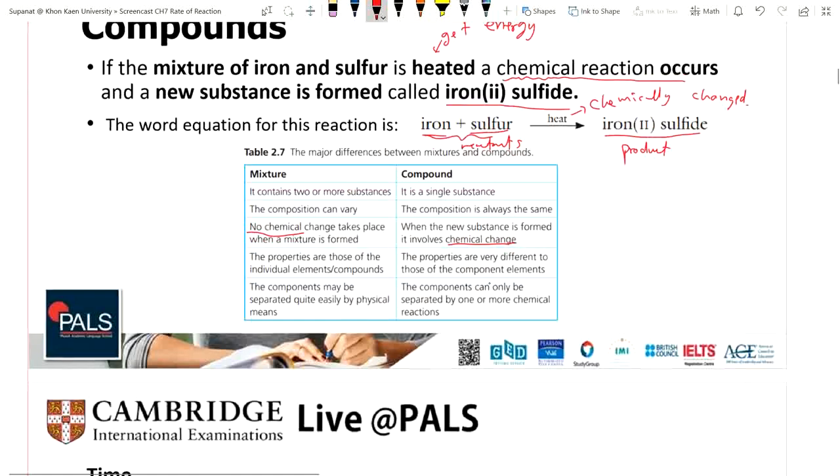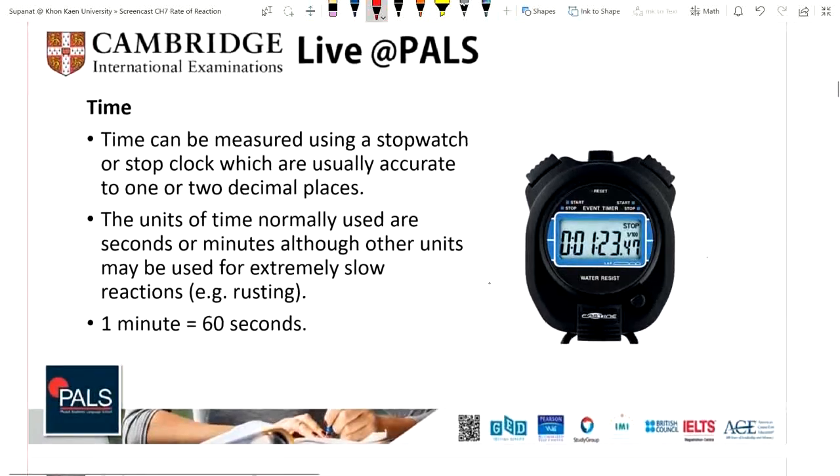Okay, let's start with the measurements. The first parameter is the time. We use the stopwatch or the stop clock, which are usually accurate to 1 or 2 decimal places, to measure the time. This is the stopwatch we use to measure the time. The units of time are normally seconds or minutes, although other units may be used for extremely slow reactions, for example, rusting. For the conversion of units, 1 minute is equal to 60 seconds and 1 hour equals 3,600 seconds.